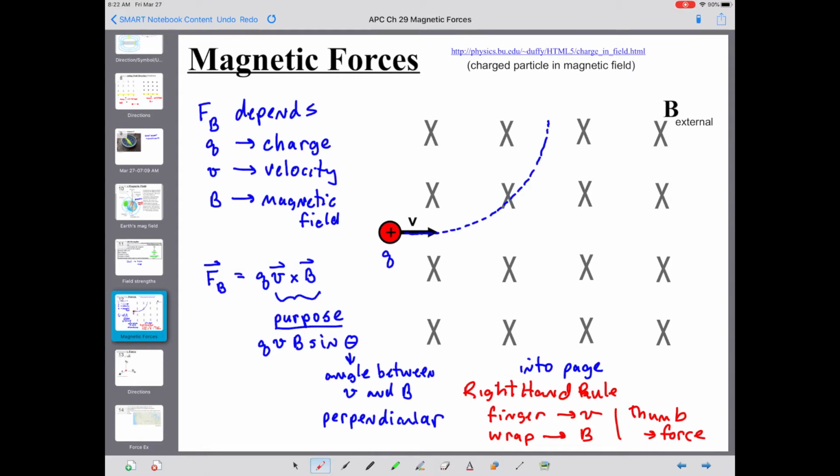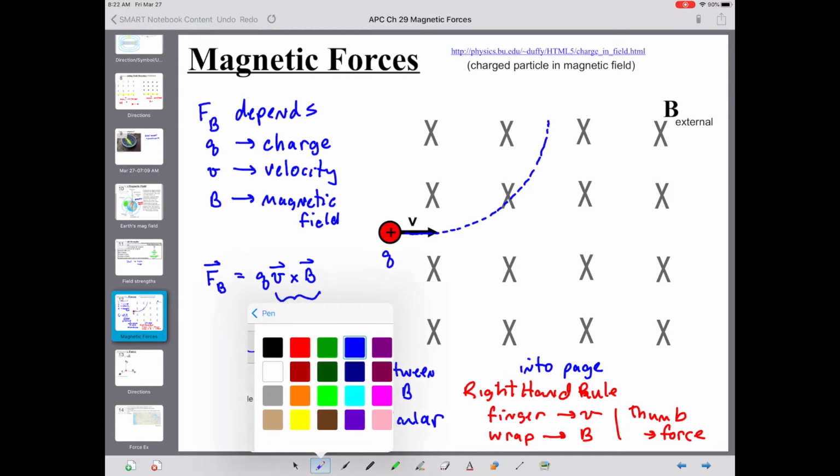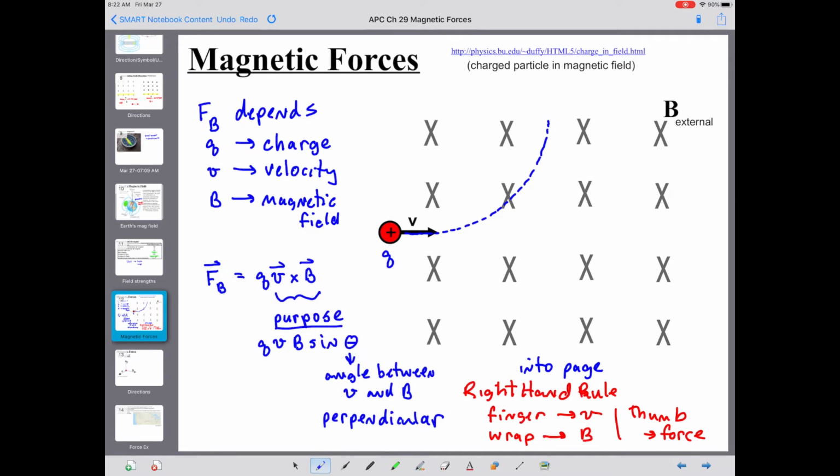So then applying this back to our diagram here, our charge V is entering the magnetic field. And so when it does, if I point my fingers of my right hand in the direction of the right, and I wrap them into the direction of the field, which goes straight down into the screen, then my thumb is going to point a magnetic force that is straight upward.